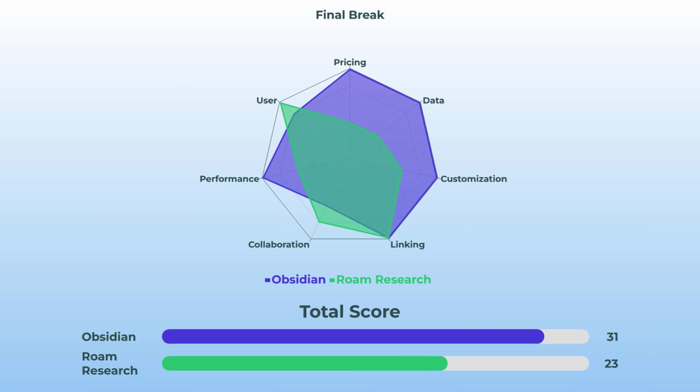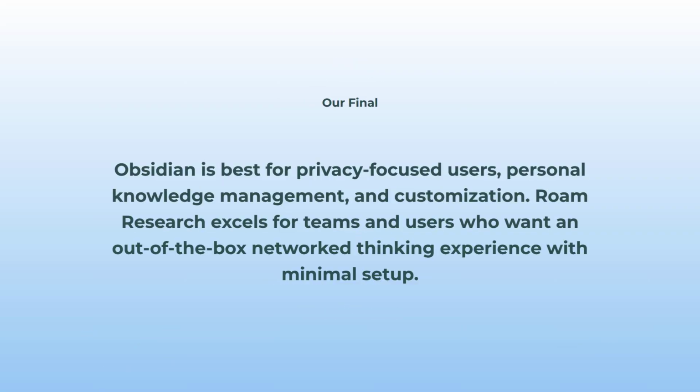Okay, let's visualize that score breakdown on our radar chart. You can see where Obsidian totally crushes it. Pricing, privacy, customization, speed. Roam really shines in collaboration and user experience, plus that knowledge graph battle, which, I mean, honestly, that's a draw. So, what's my final take?